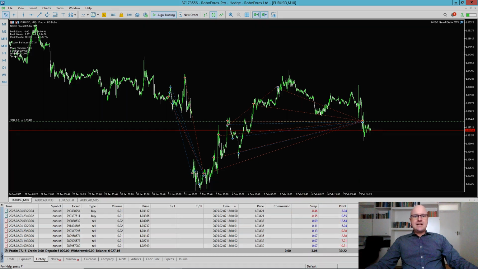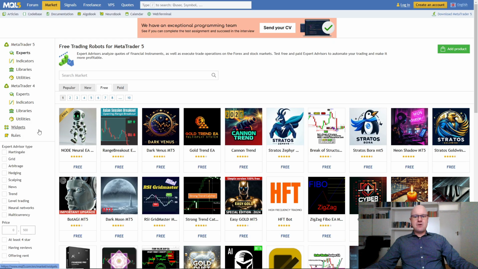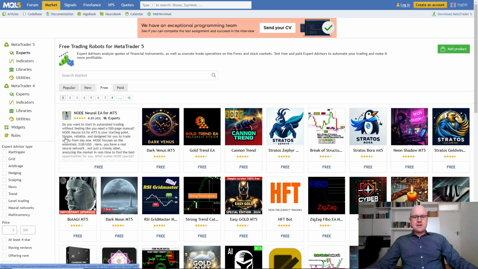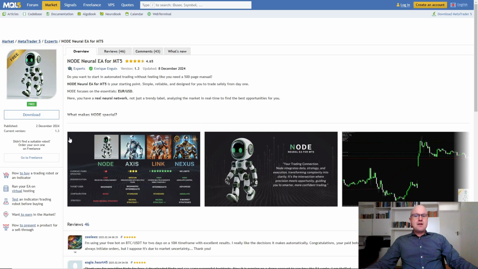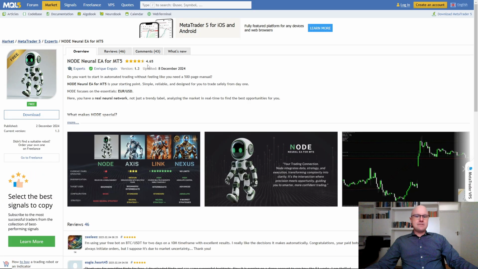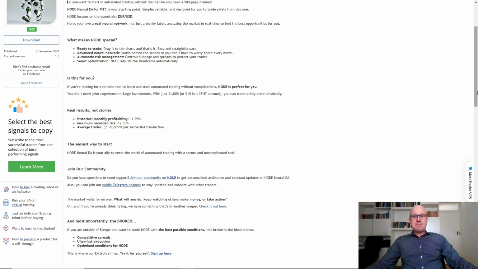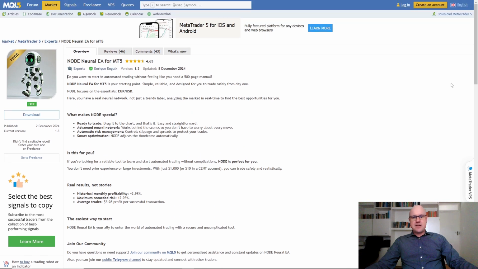So firstly, let's head over to the MQL5 marketplace, where the robot is currently ranked first among the free expert advisors. So under MetaTrader 5 experts, if you select free, you'll notice that Node Neural EA is currently ranked in first place. Now, Node Neural EA is the predecessor for a very popular EA that I previously featured on my channel called Center EA, and it's created by the same developer, Enrique Enguix.